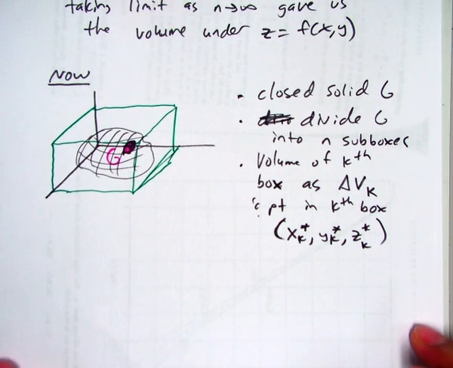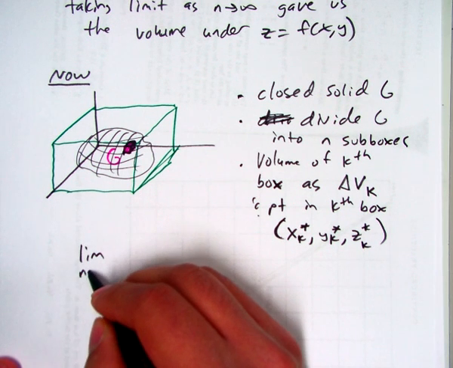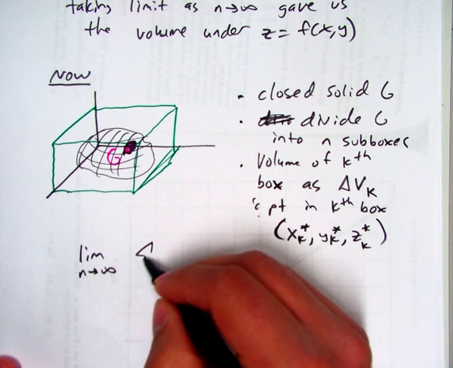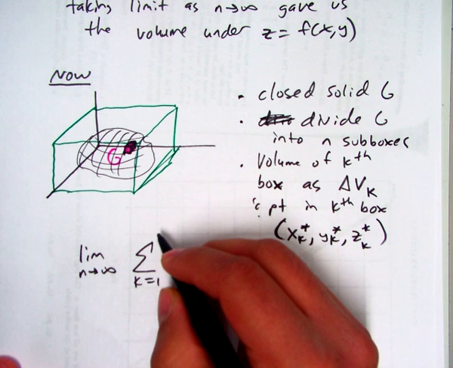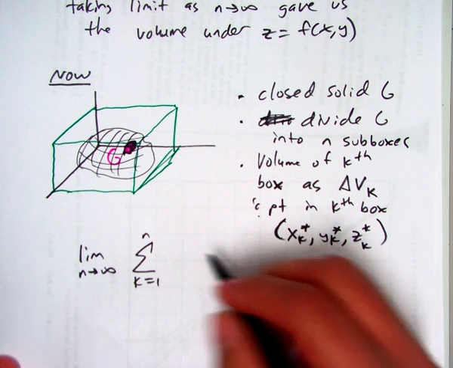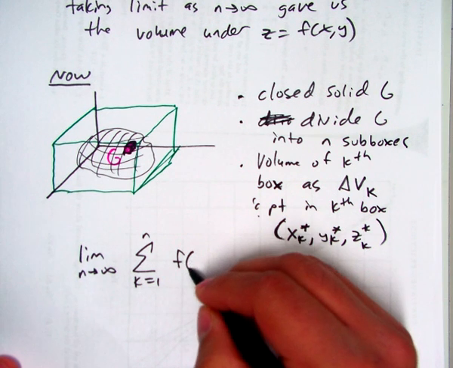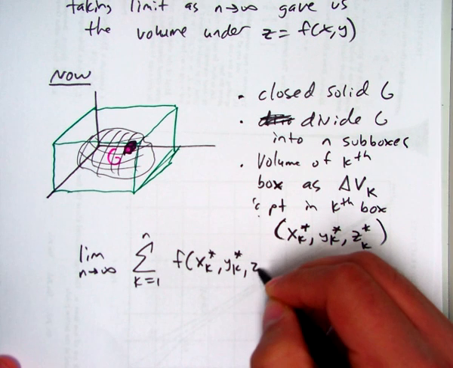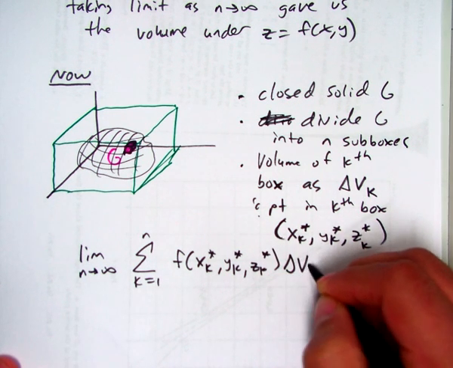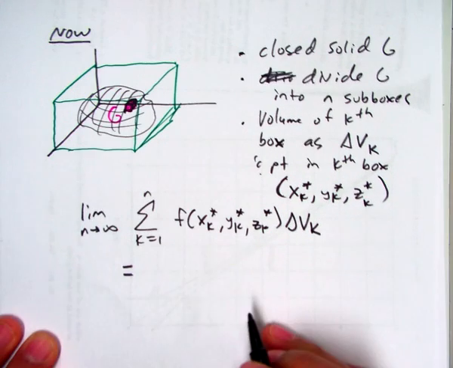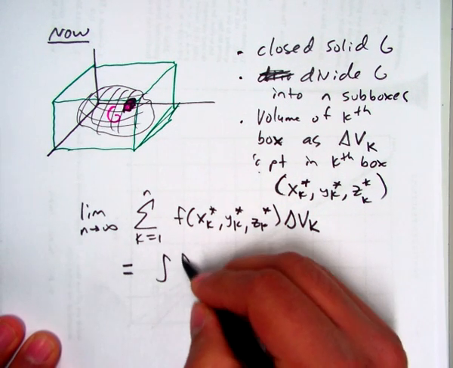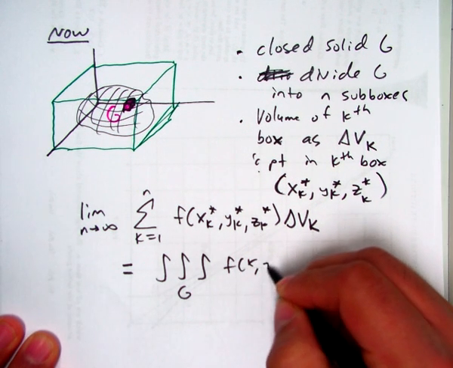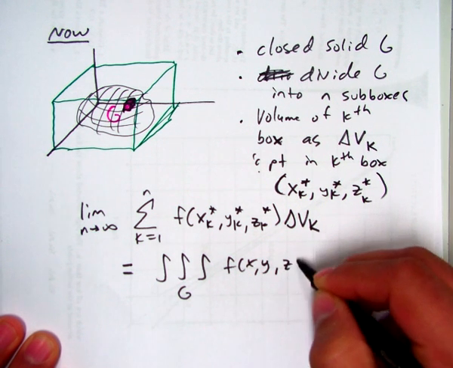And the argument is going to be that if we take the limit as n goes to infinity, so now we're going to have an infinite amount of these little sub-boxes, and we add up all these little volumes, and multiply them with the function value, we get what we call not a double integral, but a triple integral over a solid region G of f of x, y, z dV instead of dA.